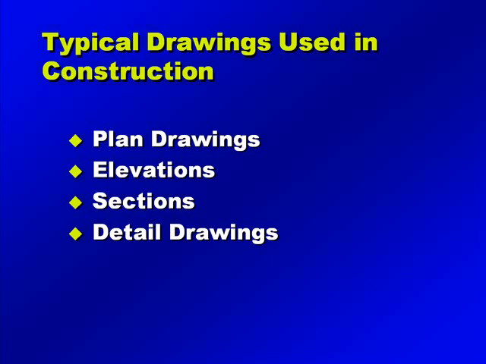Some information you might get off an elevation could be the pitch of the roof, the material on the outside of the building, the heights of the windows and doors, and the heights of the different levels of the building, if there's more than one level.